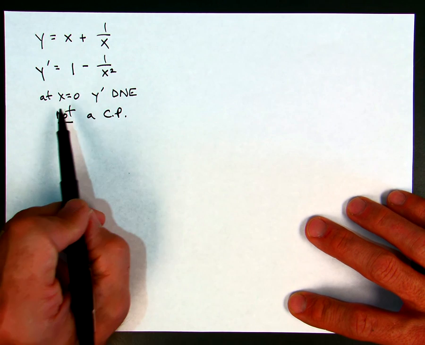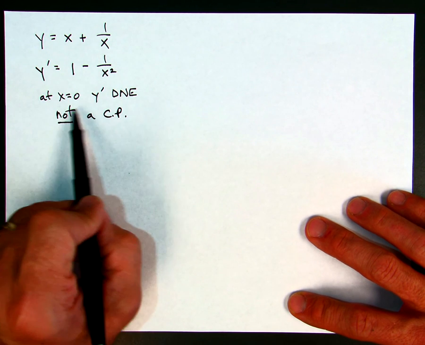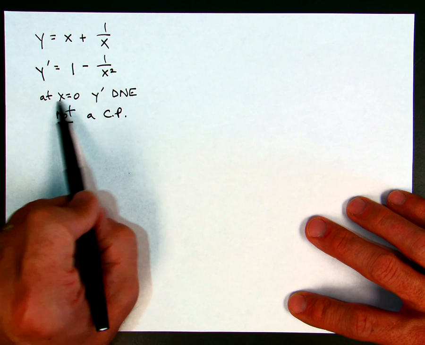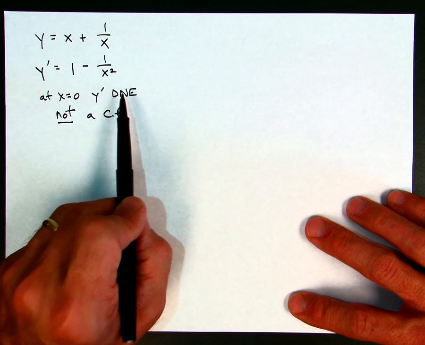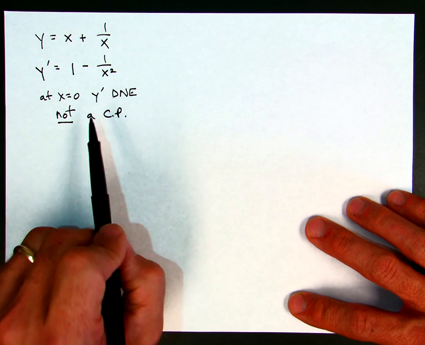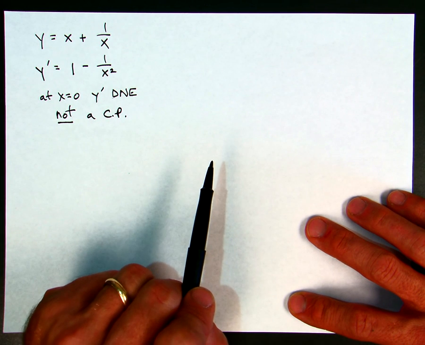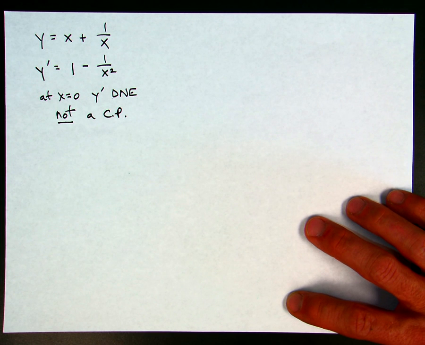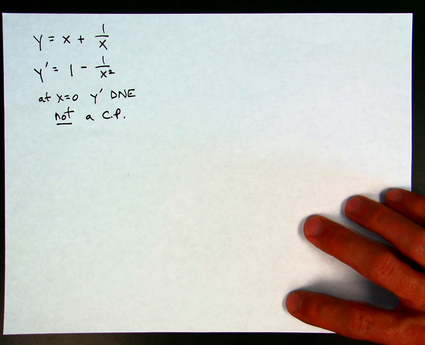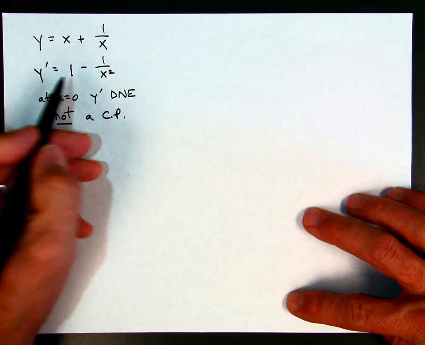So for us to have a critical point, not only does the derivative have to not exist at that point, but that point also has to be in the domain of the original function. In this case, it's not. But it is a point of discontinuity. We'll come back to that when we're looking for the relative max and min, because it's something we have to pay attention to. But that's one way to find a critical point.